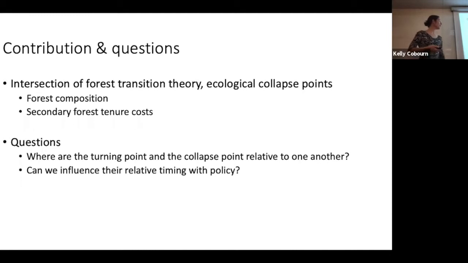And then we're also thinking about how we might influence their relative timing with policy. As I mentioned, this is a project that we only started 4 months ago, so we're still definitely developing results, and I'll be primarily talking about this first question today. But I think we already have insight that helps us to start to think about what types of policy instruments we might consider.